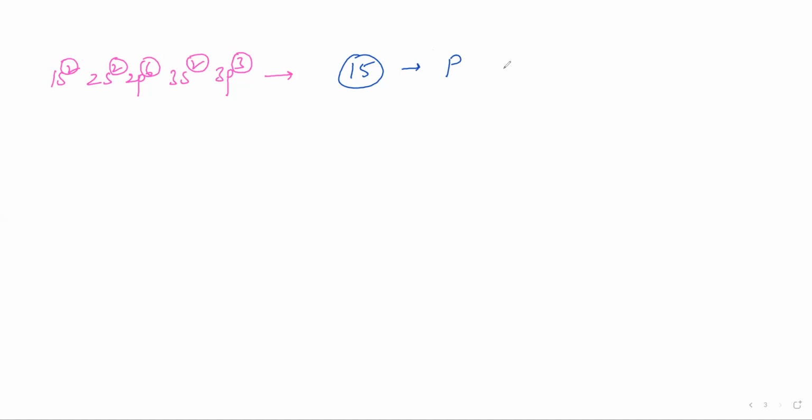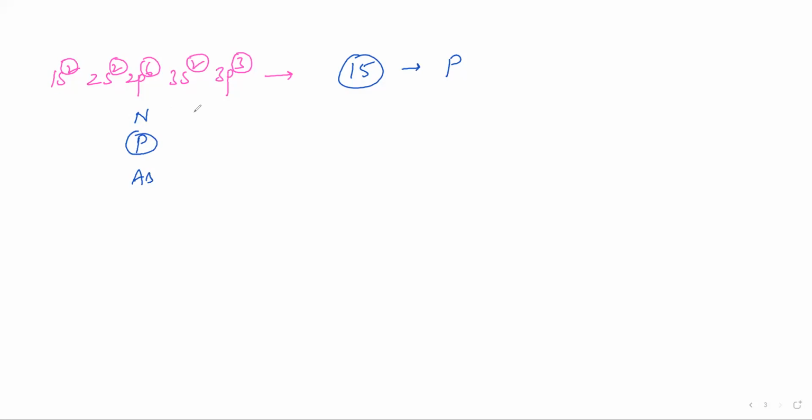Phosphorus belongs to the nitrogen family. So in the nitrogen family, this is the order: nitrogen, phosphorus. And the question is about just below that element. This is the given element. Just below that element, which element is present? Arsenic. So what is the atomic number of nitrogen?